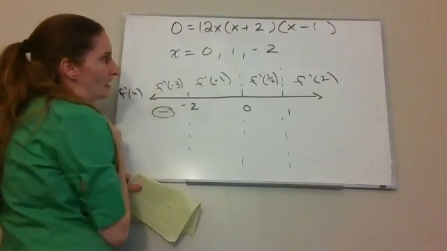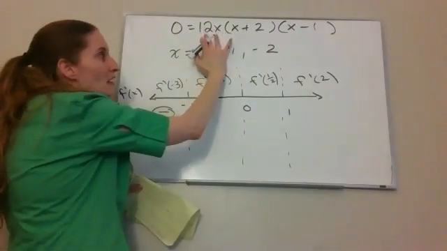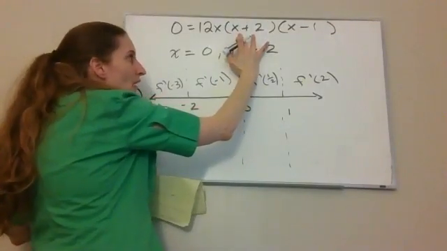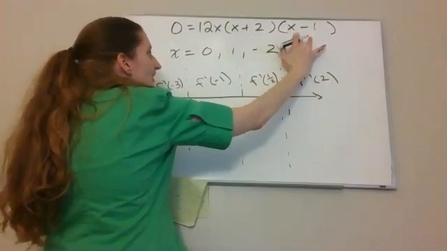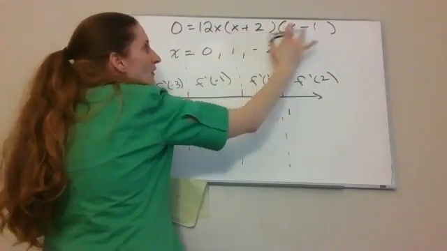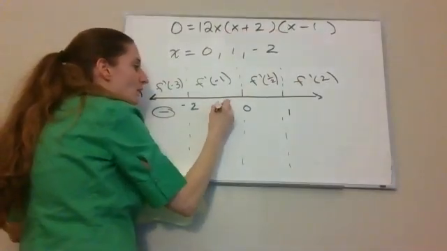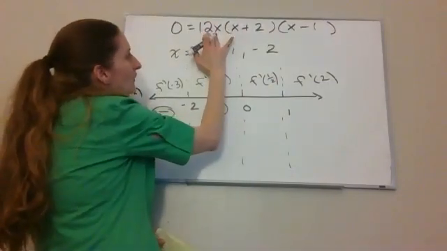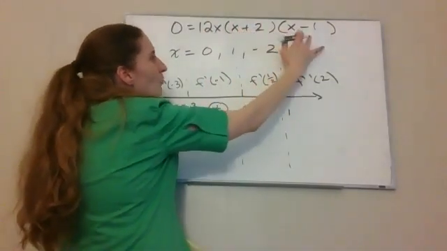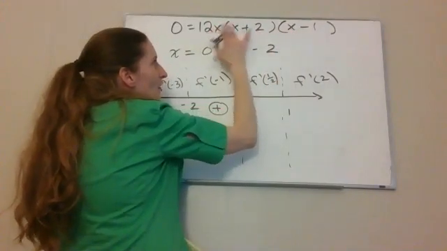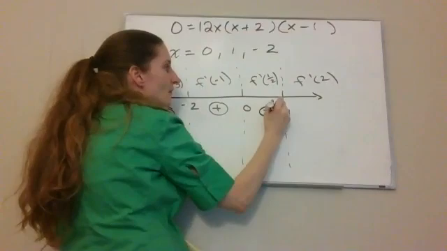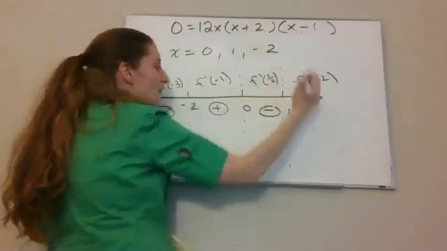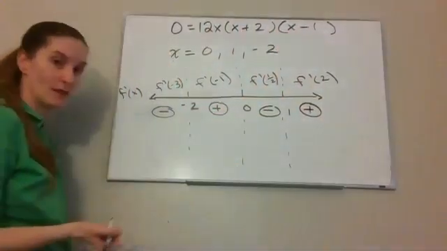Now let's see what happens with -1. If I plug a -1 in here, it's negative. -1 into x plus 2 gives me something positive, and -1 minus 1 is negative. Negative times negative is positive. Now let's try 1/2. It would be positive here, but 1/2 minus 1 is negative. Positive, positive, negative gives me negative. And when I plug in the 2, I get positive, positive, positive. All those positives multiplied together is positive.